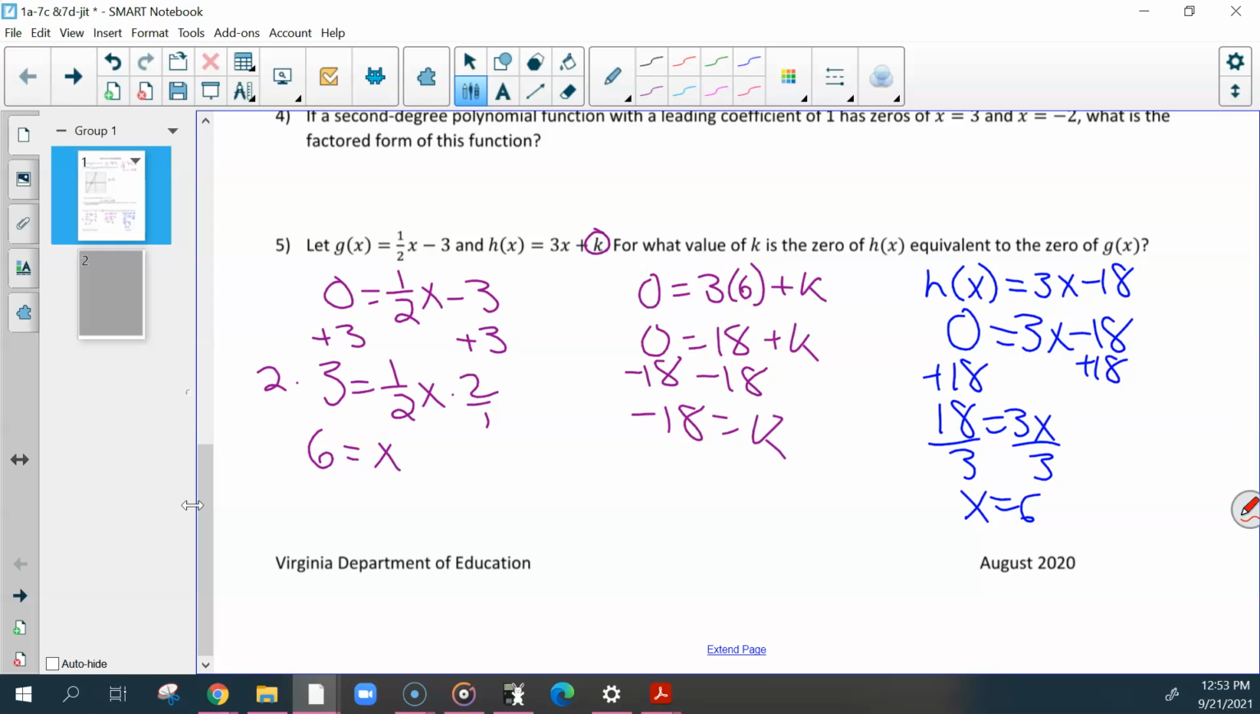So if you were to get something like that, solve for one of the x-intercepts, put that x-intercept into the other problem, and then double check and make sure it works.